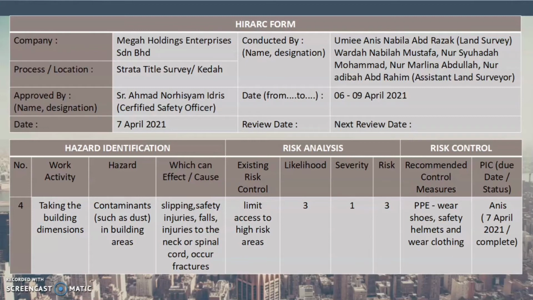We can see that the likelihood of this activity is at the third level, which is an unstable state, where the state is likely to occur in the future. While for severity, it is in the first stage, where the condition is negligible, not a condition that is too dangerous for the individual himself and still manageable, such as minor abrasions, bruises, wounds, first aid type injuries.